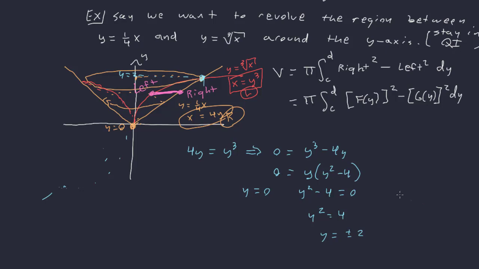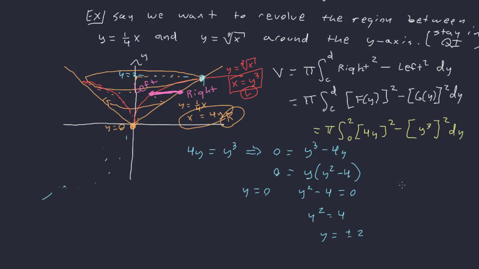So the volume is going to be, let's do it in yellow. We're going to get pi from 0 to 2 of the right squared, so that will be 4y all squared, minus the left squared. So that'll be y cubed all squared dy.